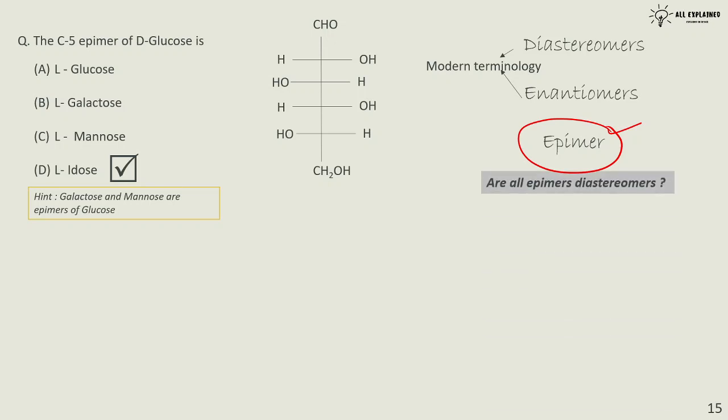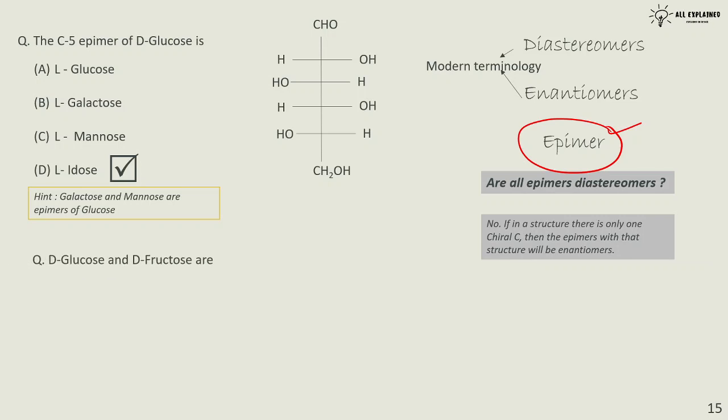Then there is this interesting question: are all epimers diastereomers? Not so, because if there is only one chiral carbon in a sugar molecule and we have to take the epimer of that, then we will have to make an enantiomer, because there is only one chiral carbon. But if there are multiple chiral carbons, then you are inverting the configuration of only one chiral carbon, and then you will get a diastereomer for sure. So not all epimers are diastereomers.